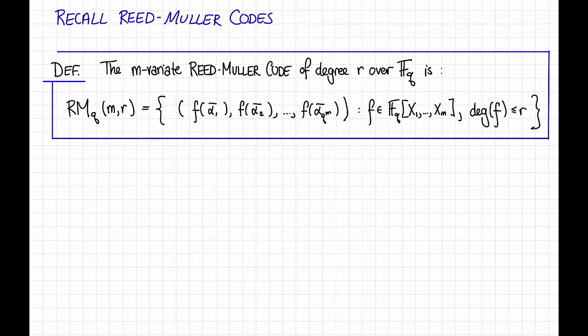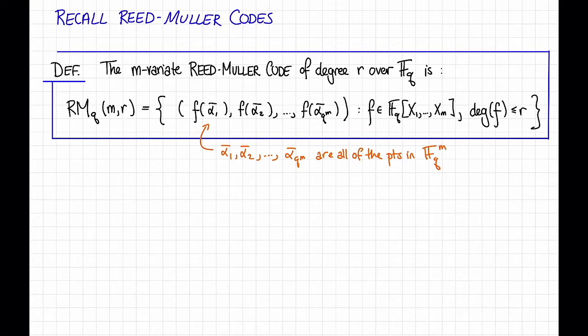The m-variate Reed-Muller code of degree r over Fq is defined as RM sub q with parameters m, r, and this is equal to the set of all vectors of evaluations of low-degree multivariate polynomials. That is, let's let alpha 1 up through alpha q to the m be all of the vectors in Fq to the m. It doesn't matter what order they're in, just fix some order.